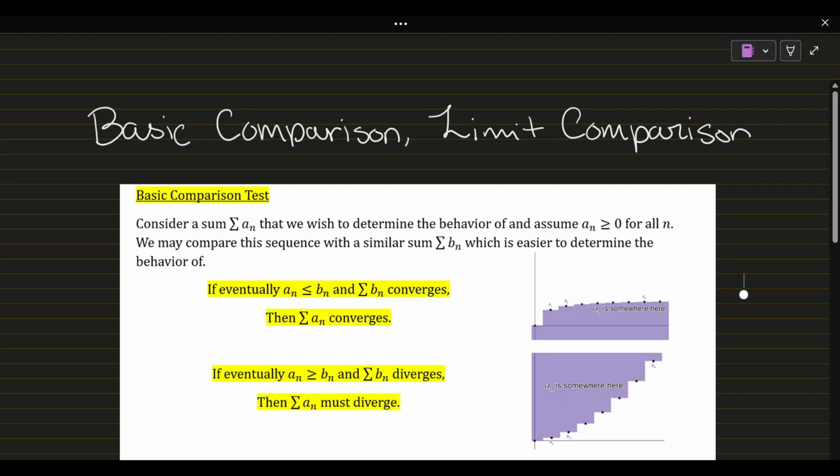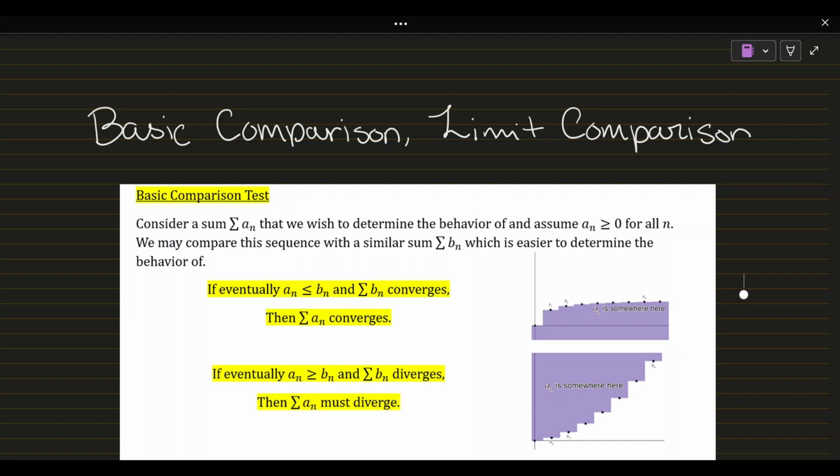Okay, in this video, we're going to talk a little about the basic comparison test and the limit comparison test. These are tests that allow us to determine series convergence or divergence if we know another series that is a little bit more well behaved that we can compare it to.